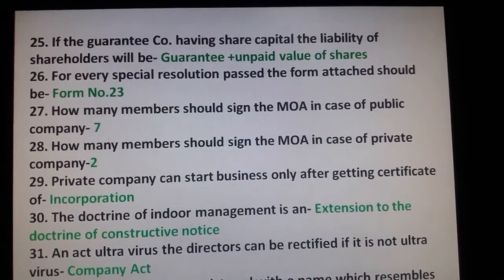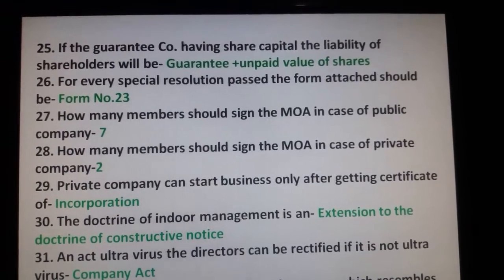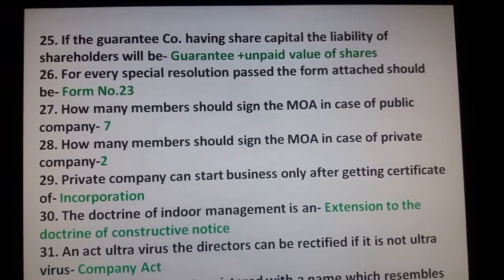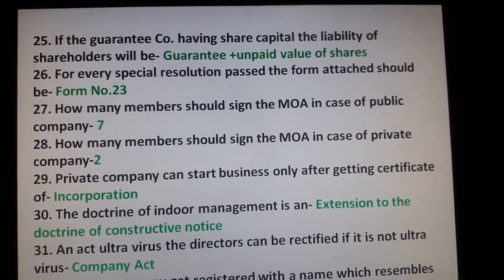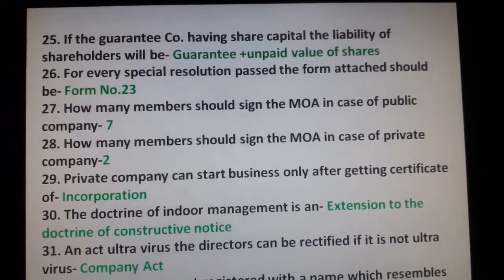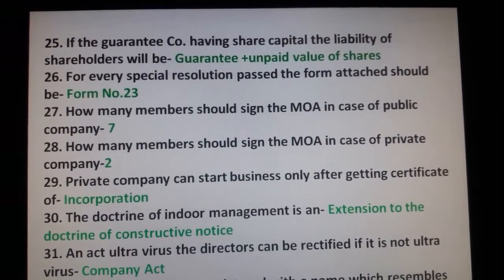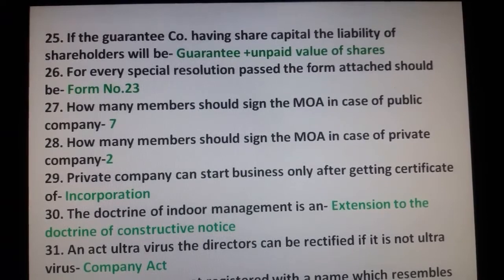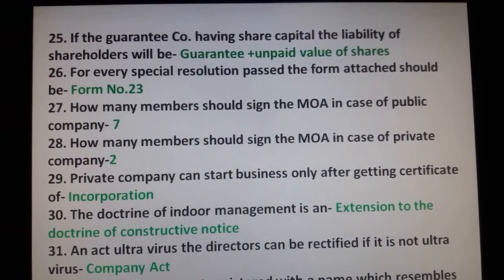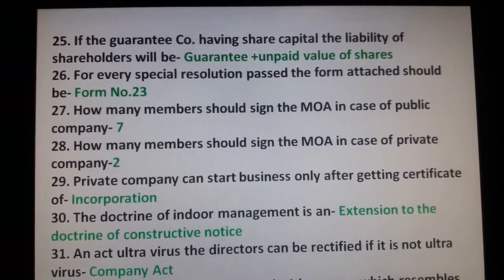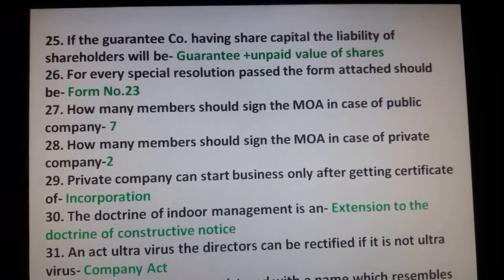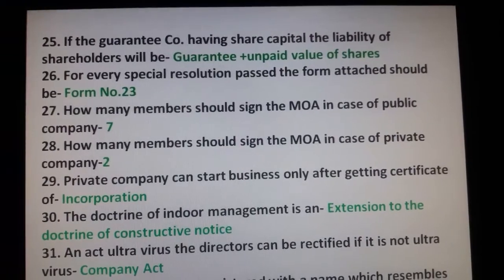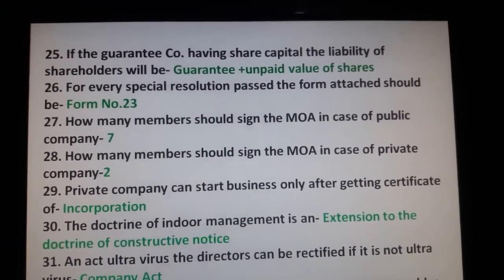Question number 25. If the guarantee company has share capital, the liability of the shareholder will be guarantee plus unpaid value of share. For every special resolution passed, the form attached should be form number 23. How many members should sign the memorandum of association in case of public company? 7. How many members should sign the memorandum of association in case of private company?